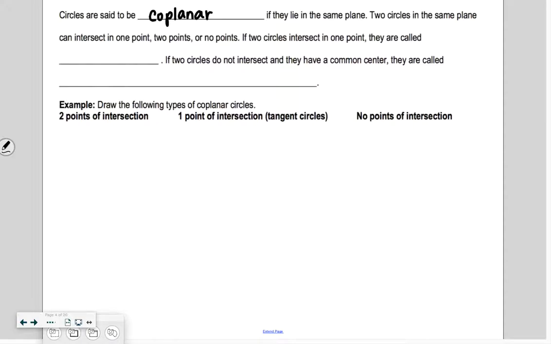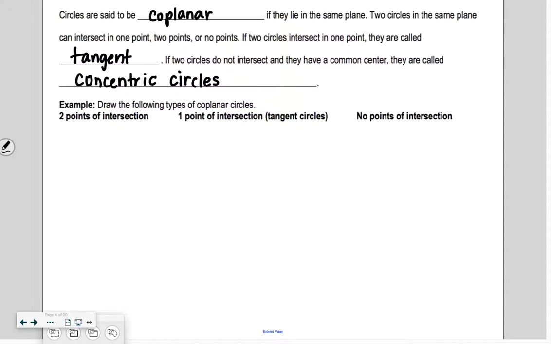2 circles in the same plane can intersect in 1 point, 2 points, or no points. If 2 circles intersect in 1 point, they are called tangent. If 2 circles do not intersect and they have a common center, they are called concentric. Mathematical spelling bee right here. Concentric circles.